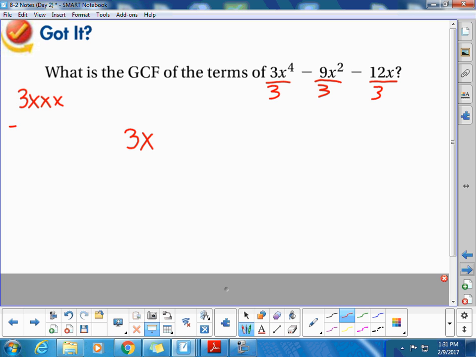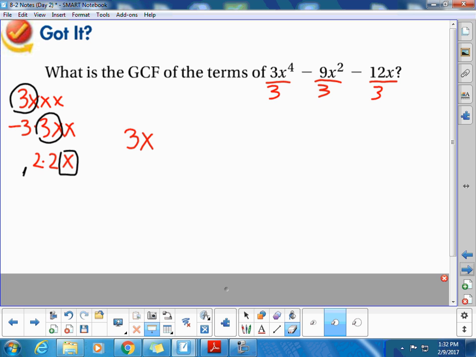9 would be negative 3 times 3x, and negative 12x would have just been negative 3 times 2 times 2 times x. So again, if we would have written them out, which you can if that makes it easier, you see all of them have a 3 and an x in them. I can move this negative to one of the other numbers.